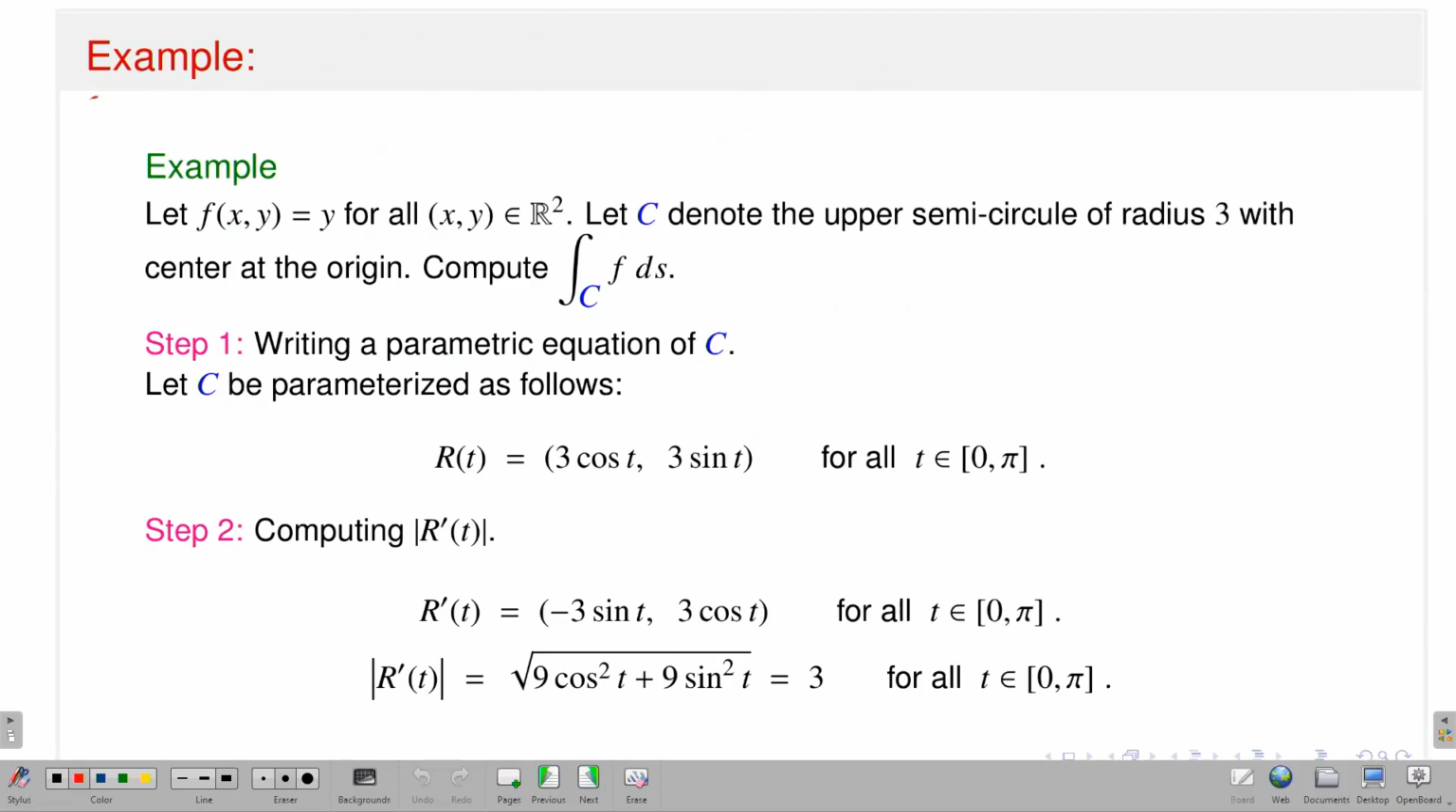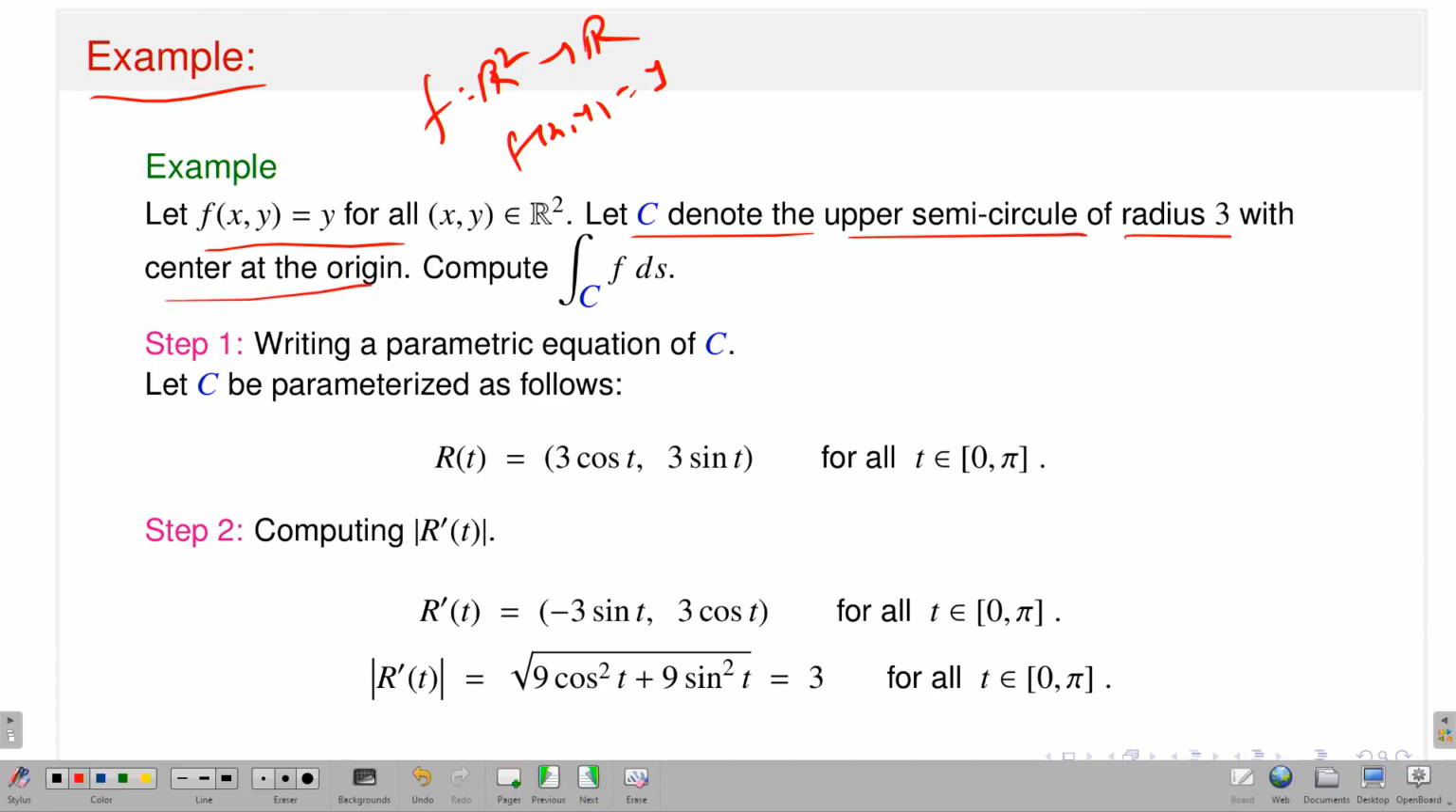Look, for example, this is one example. First example, take a scalar field or some function f from R2 to R. So, these are functions from R2 to R. What kind of function? f of x, y is exactly equal to y, a kind of projection. What I am saying is that let C denote the upper semicircle of radius 3 centered at the origin. Look, here I did not provide the parameterization. I just say that C is the curve which is the upper semicircle of radius 3 with center at the origin. That means, if I draw a picture, this is the origin, the upper semicircle, and the radius is 3. So suppose this is 3, and this is minus 3, something like that.